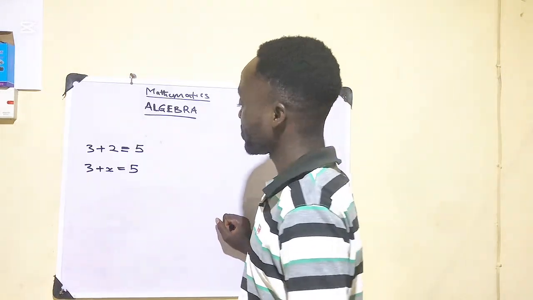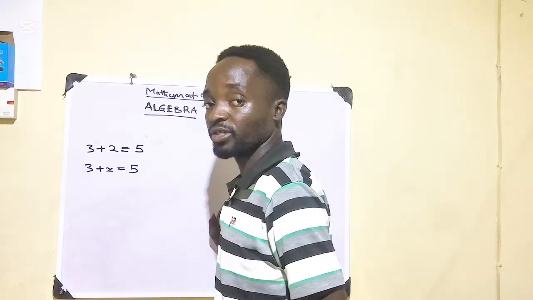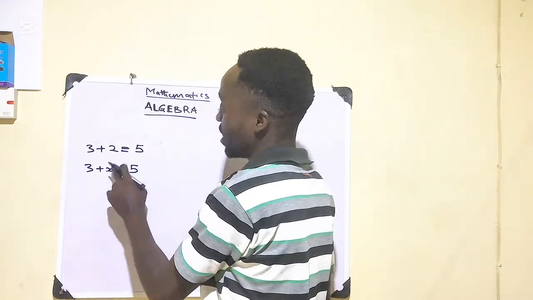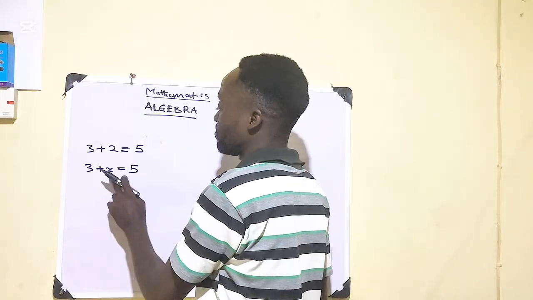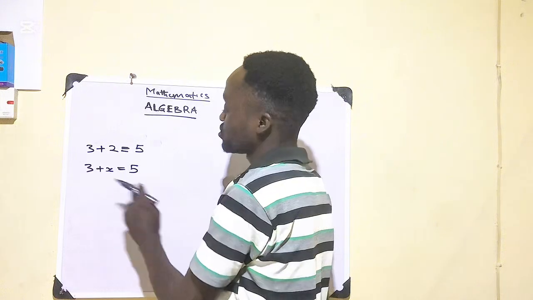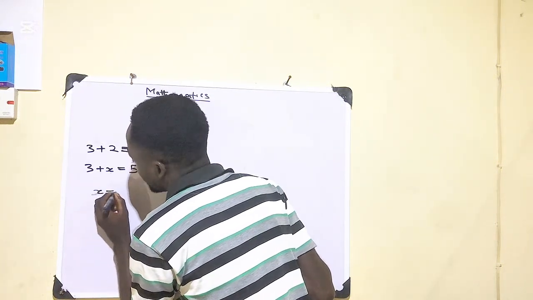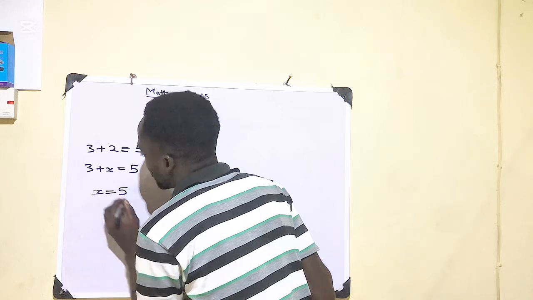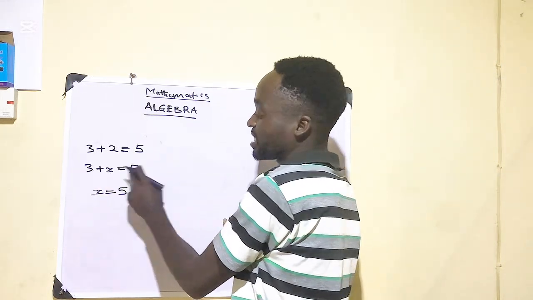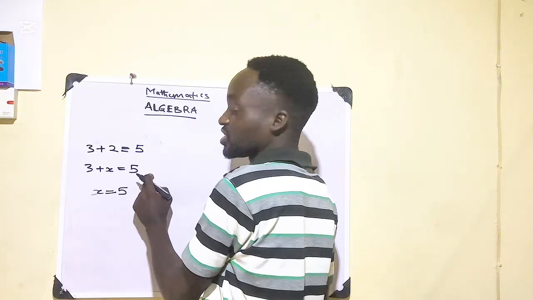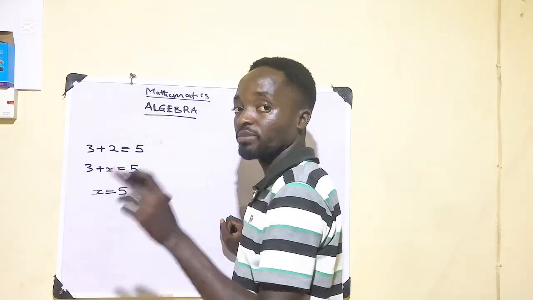To be able to find what x is, I'm going to make x the subject of the formula. How do I do that? I'm going to carry this 3 to the other side of the equation and be left with only x on this side. So x is equals to 5. Anytime you are carrying a number and it crosses the equal to sign, if it was positive before, by the time it goes to the other side, it's going to become negative.